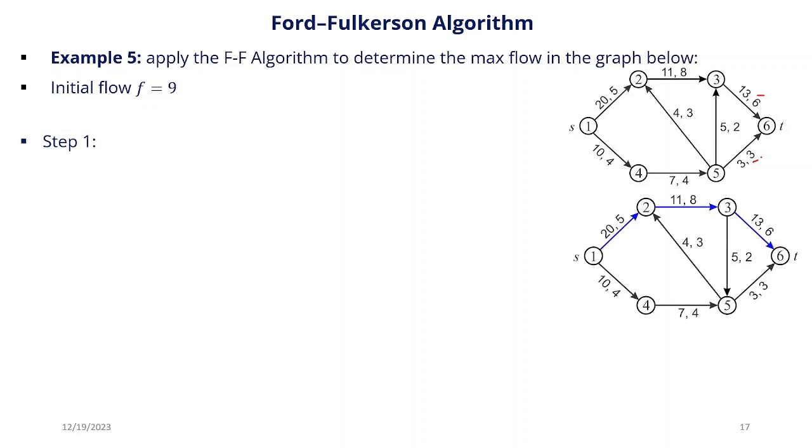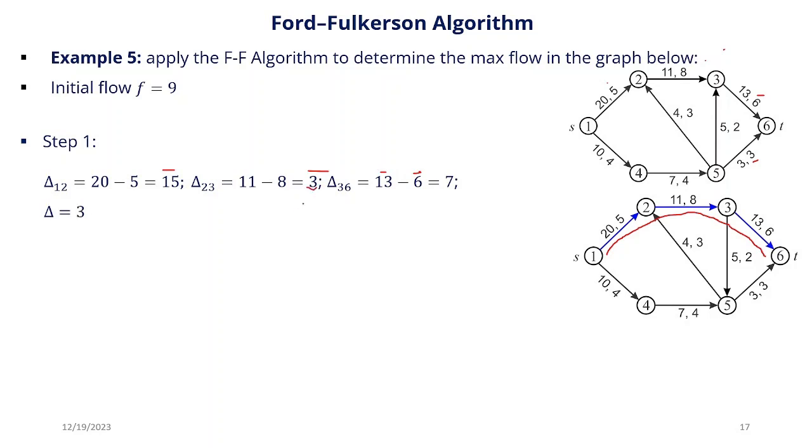Step 1. We take a path. 1, 2, 3, 6. So we have 20 minus 5, 15. 2 to 3, 11 minus 8, 3. 3 to 6, 13 minus 6, 7. And which one are we going to pick? The minimum. That gives us delta 3.